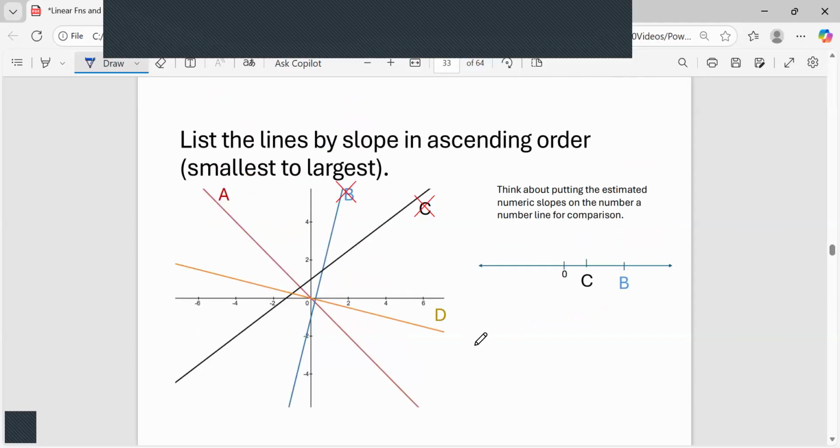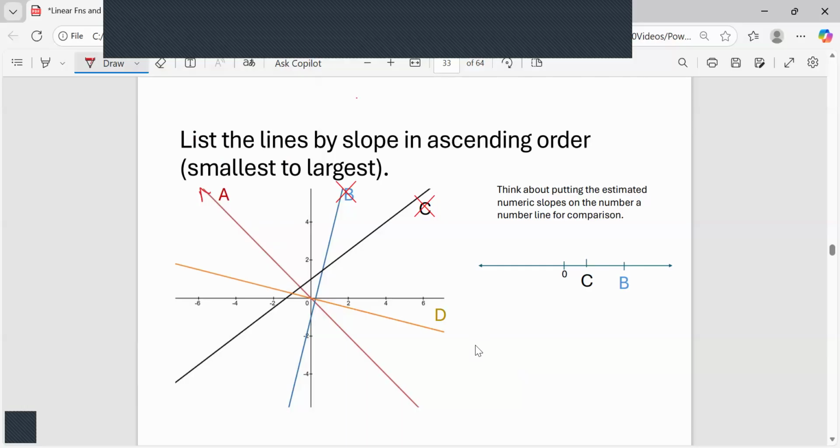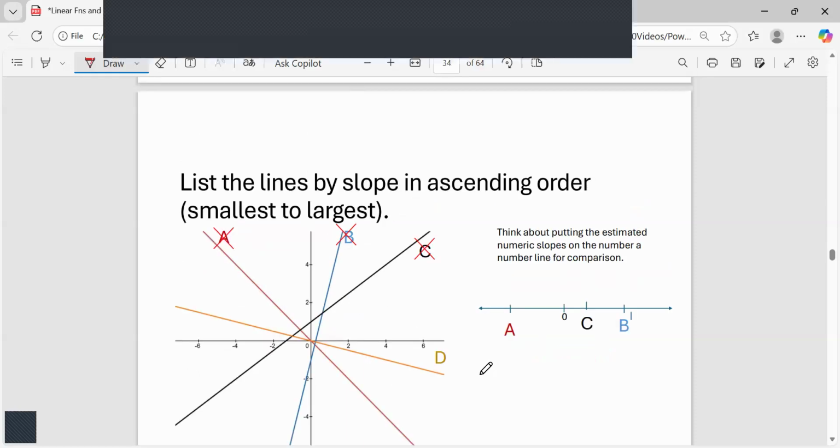Let's keep going around. Let's look at line A. Line A is the line in red. So we're focusing on the red line. As I read this line from left to right on the page, it is going downhill. Because it is a downhill line, the numeric value of my slope will be a negative number. So I can put it anywhere to the left of 0 on my number line, because it's negative. I know it's not on the right side, it's on the left side of the number line. So we're going to label our number line and put A on the negative side.